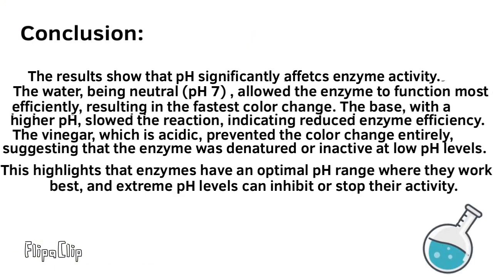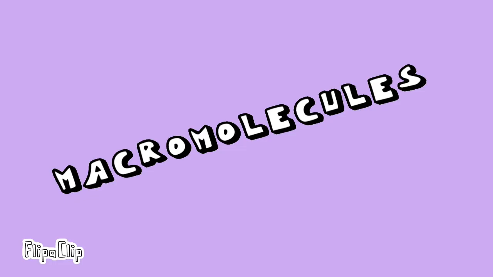In conclusion, the results show that the pH significantly affects enzyme activity. The water, being neutral pH of 7, allowed the enzyme to function most efficiently, resulting in the fastest color change. The base with the higher pH slowed the reaction, indicating reduced enzyme efficiency. The vinegar, which is acidic, prevented the color change entirely, suggesting that the enzyme was denatured or inactive at low pH levels. This highlights that enzymes have an optimal pH range where they work best, and extreme pH levels can inhibit or stop their activity.